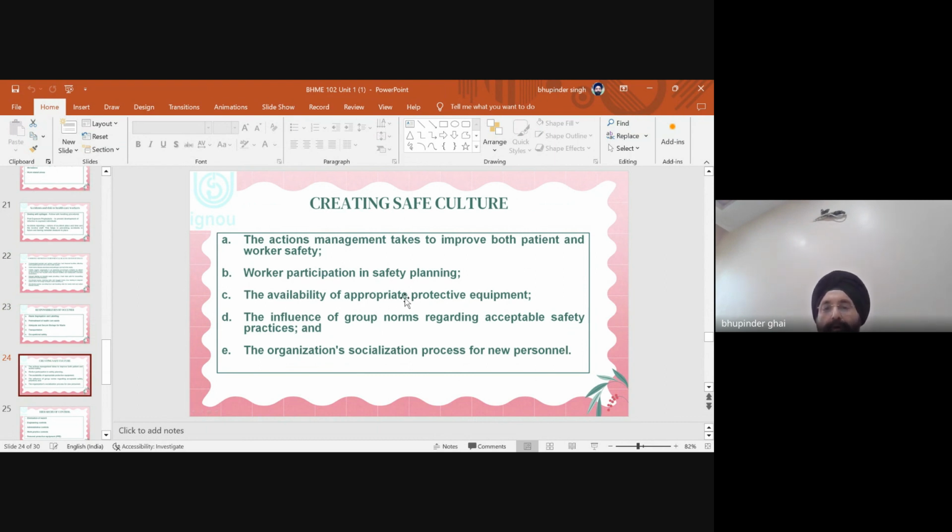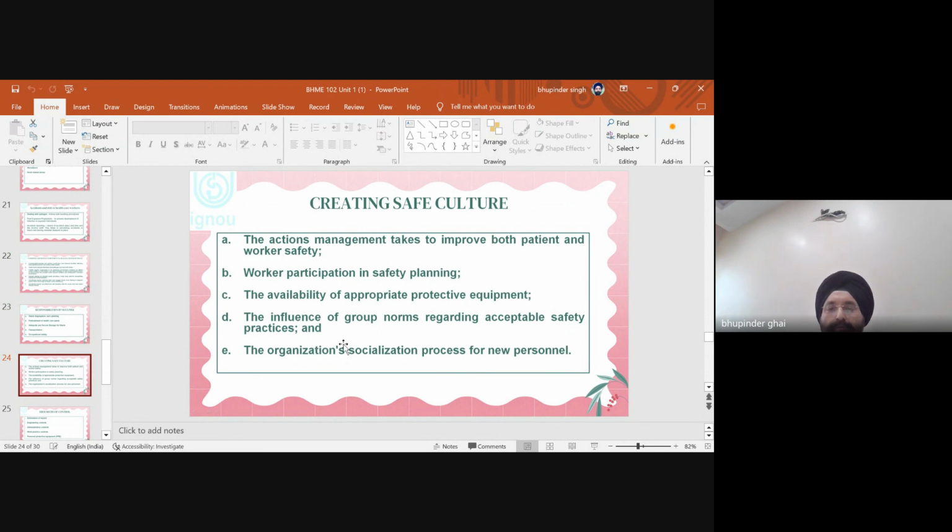Availability of proper or appropriate protective equipment, that is PPE. All workers who are working in the healthcare facilities should have proper personal protective equipment, which starts from a cap for the head, then goggles, face mask, then face shield, apron, gloves, and safety shoes.